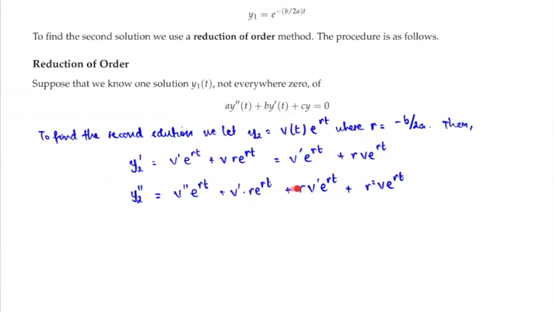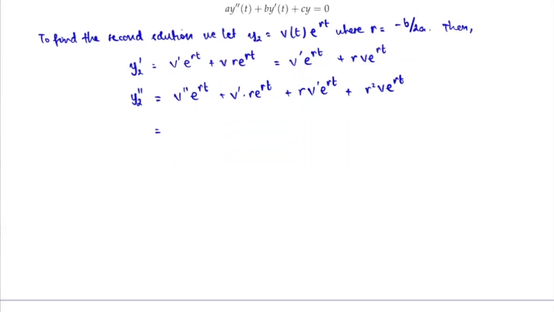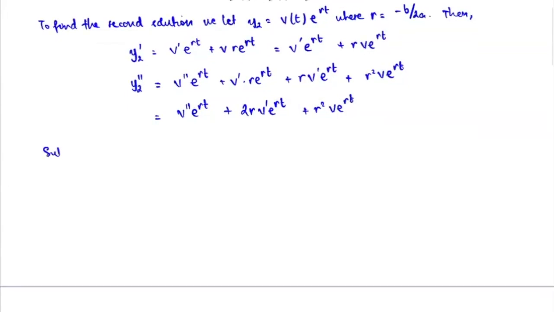Now we're going to combine these two terms together because they are like terms. And so we have v double prime times e to the rt plus 2 times r times v prime times e to the rt plus r squared times v times e to the rt. So you have the second derivative, you have the first derivative, you have the form of y2. So we're going to substitute all of them into the differential equation. So substitute y2, y2 prime, and y2 double prime into the differential equation.